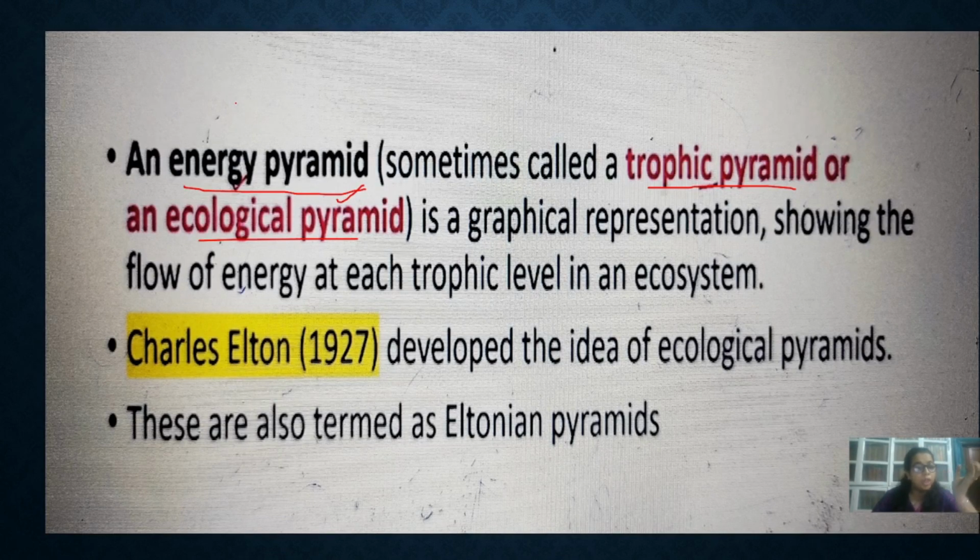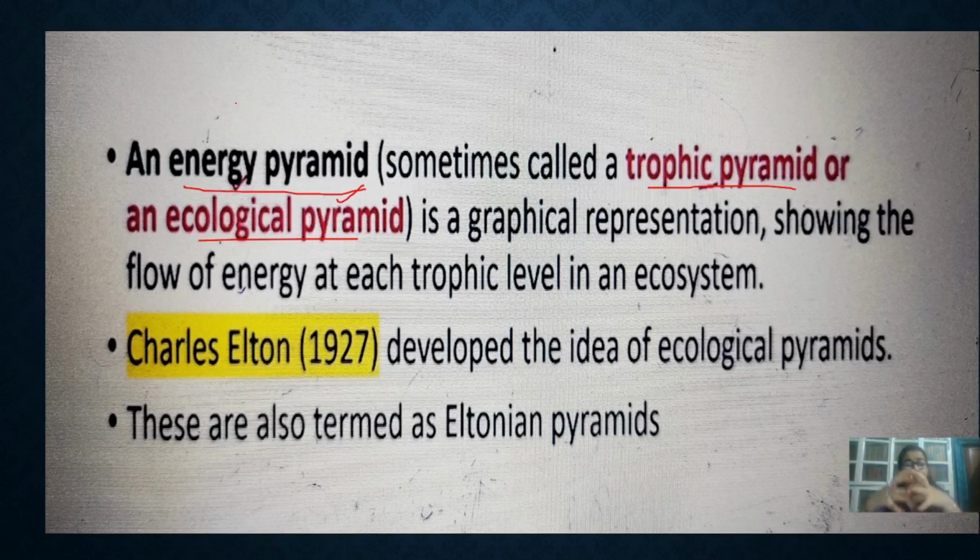So the chain goes on, and to understand how the flow of energy takes place, we make a graphical representation of this flow of energy from producer to consumer to secondary consumer to tertiary consumer, then decomposer and so on. To represent this, Charles Elton, a scientist, developed the ecological pyramid to understand the flow of energy. So we can say ecological pyramid is otherwise known as energy pyramid.